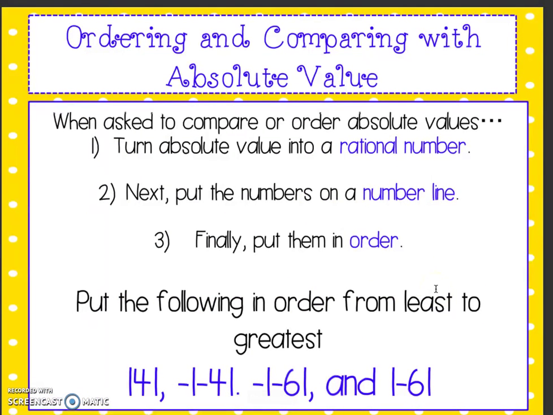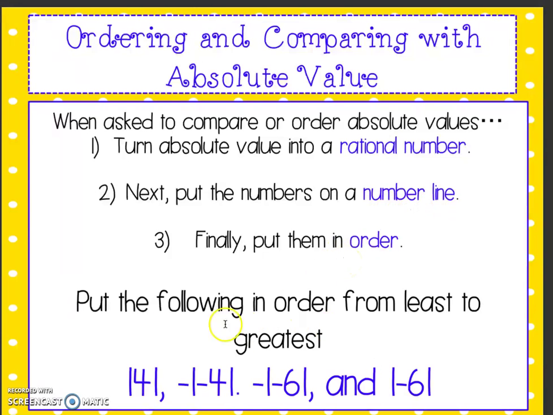Okay? So when you're ordering and comparing, a couple things you need to remember, because I think questions maybe 4, 5, or 6, 7, and 8 on your homework look like this. First thing you need to do is turn your absolute value into rational numbers. Then put those rational numbers on a number line, and then finally place them in order.